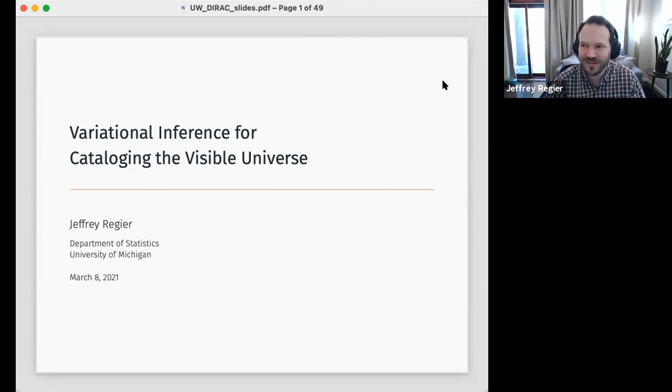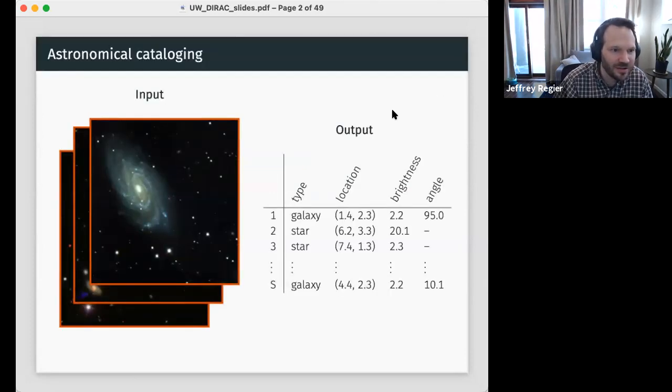Okay, so thanks for inviting me to speak. I'm very happy to be able to tell you about some of my research. Before I get started with new research, let me tell you about the problem of astronomical cataloging. One thing I like about the problem is it's sort of easy to describe, but difficult to solve.